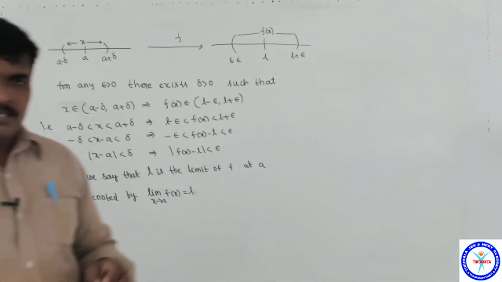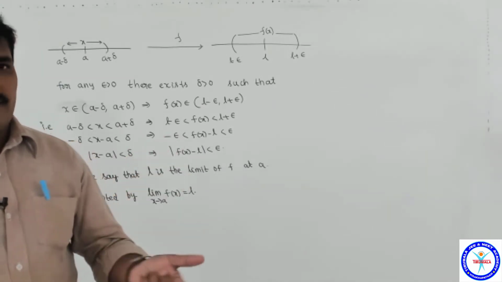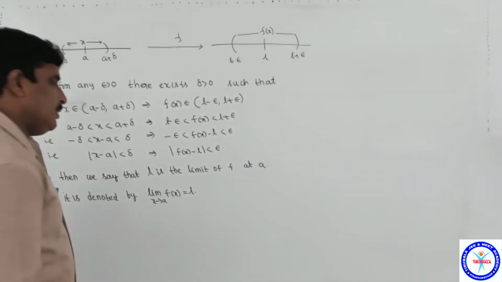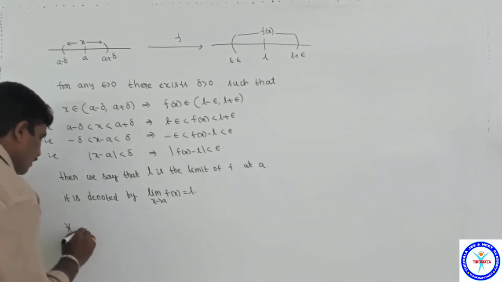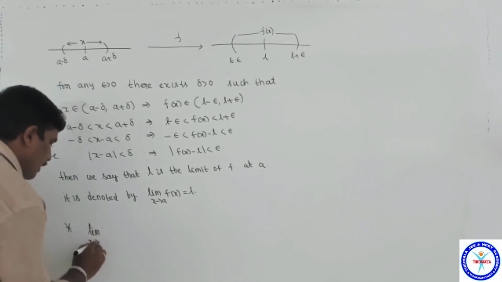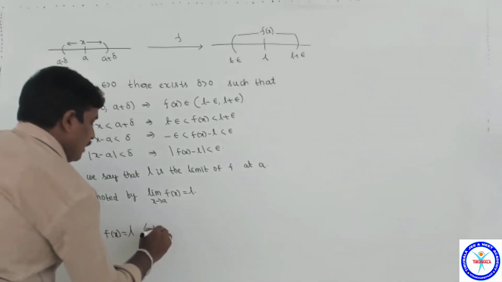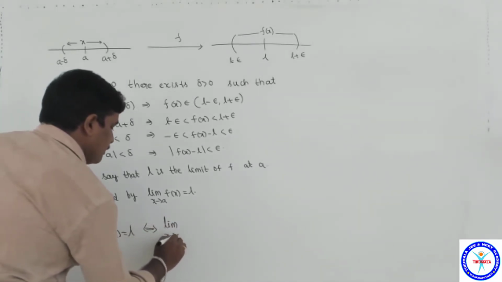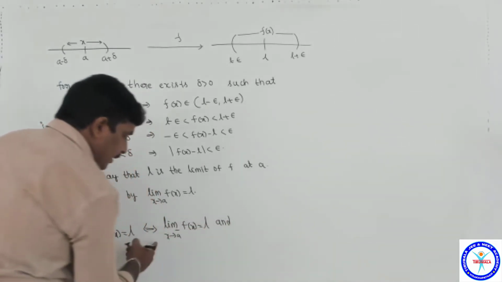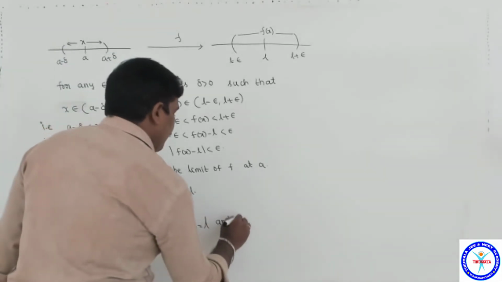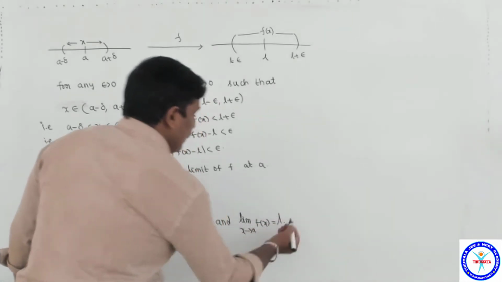Okay. And at the same time I explained the left limit, right limit, one-sided limits and both-sided limits. So next, limit x tends to a f of x equal to L exists if and only if limit x tends to a minus f of x equal to L and limit x tends to a plus f of x equal to L.